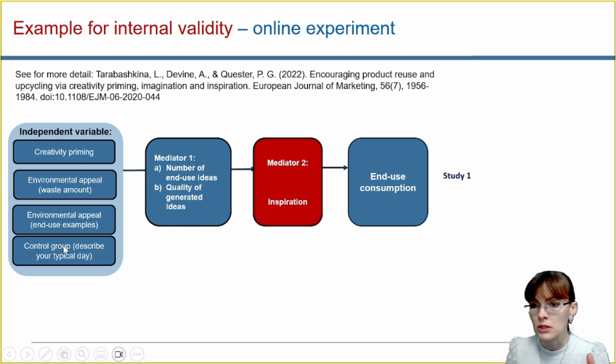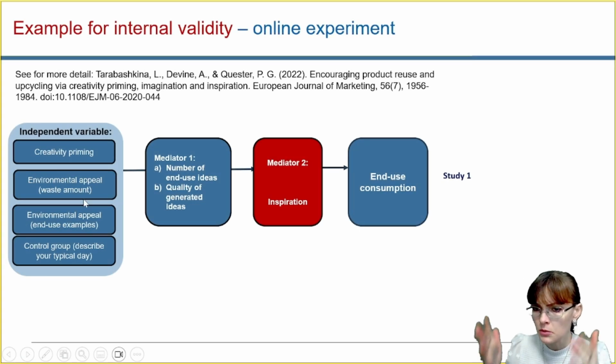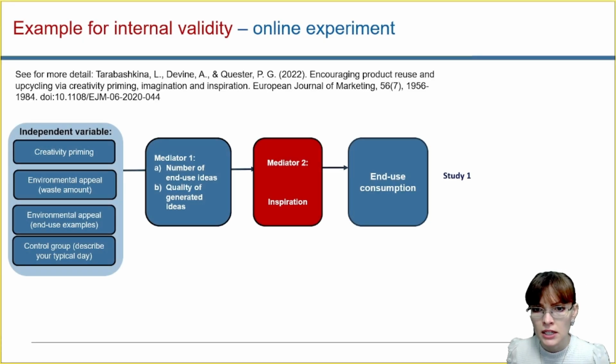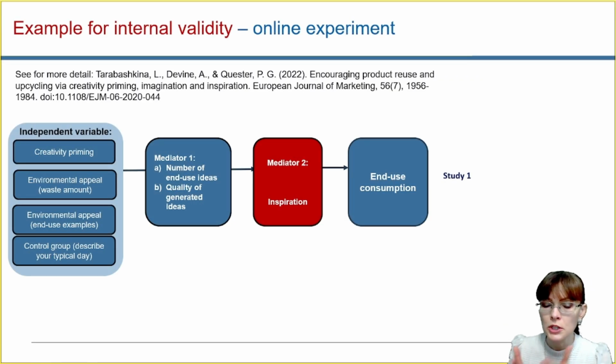Another one was environmental appeal with the examples of the end-use consumption, and the control group described their typical day. All of these participants, once they were exposed to these procedures, were asked to generate as many end-use consumption ideas as possible, and then their inspiration was measured, and then the dependent variable was measured. And these are exactly the procedures which we have control of as researchers.